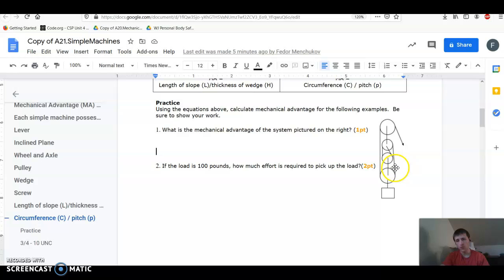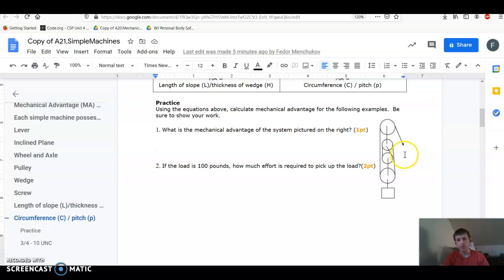So there are 2 ropes supporting this pulley, and this pulley has 2 ropes supporting it, and this pulley over here is supported by 1 rope. It's a little bit difficult to visualize that, because you have to think about which ropes will move and which ropes won't. So I suggest an easier method.